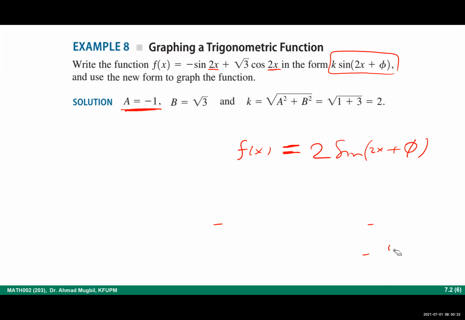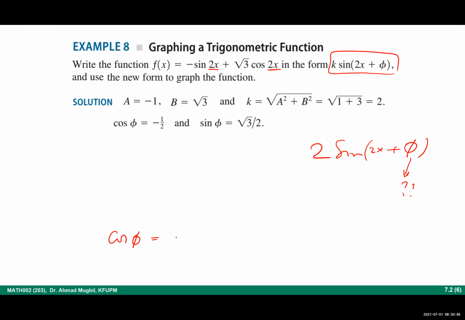Now, if you want to continue sketching the graph, to find the horizontal shift, you need, of course, to find phi. What is phi? To find phi, you need to remember what is cosine phi. Cosine phi, shabab, from the formula, is A over K. And sine phi is B over K. So here we are. Cosine is negative, sine is positive. Again, we are in the second quadrant because cosine is negative, sine is positive. What is the angle in the second quadrant whose cosine is negative 1/2 and whose sine is square root of 3 over 2? Just think about this.